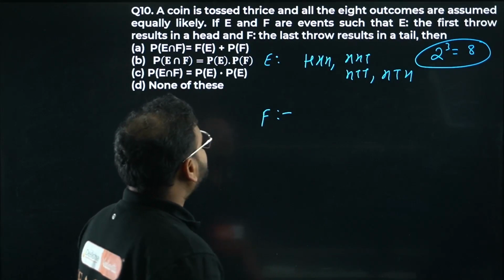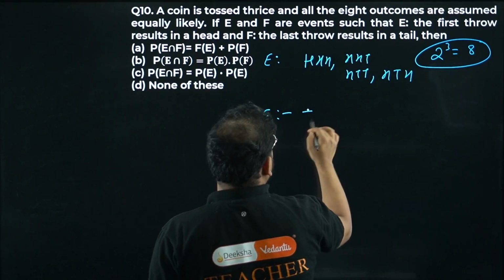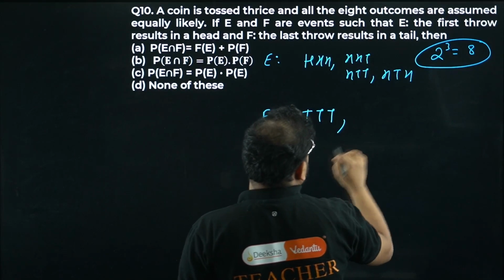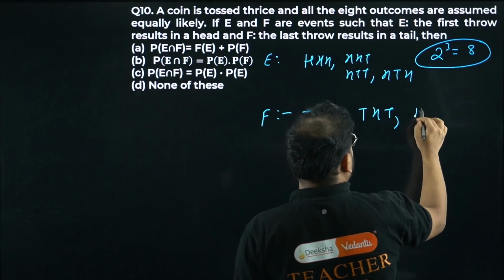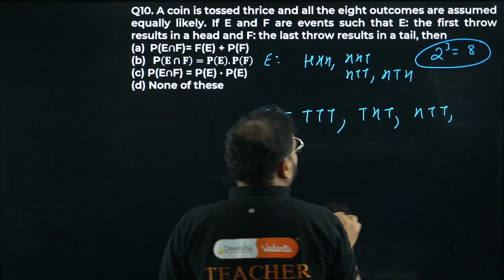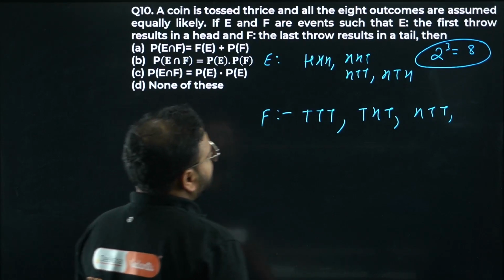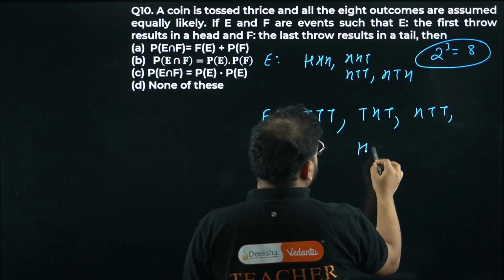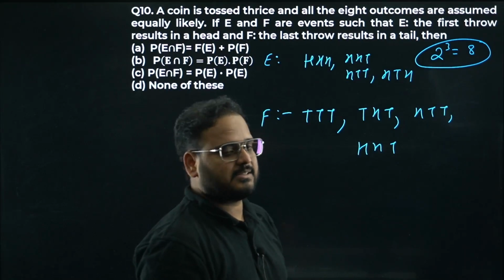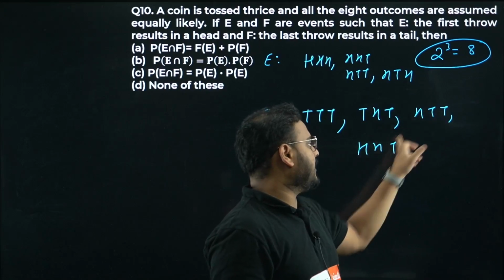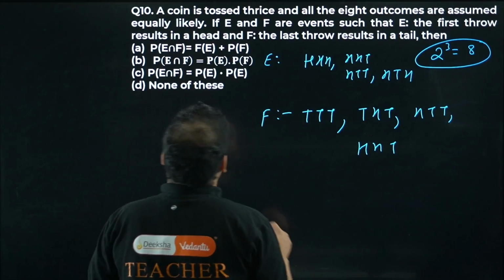What is event F? The last throw results in tail. Last is tail. So I can write here tail, tail, tail, next I'll have THT. I have HTT, and please check anything else. TTT, THT, and HHT, of course. In these cases we have the last outcome as tails. Now what am I looking for? Let's find the value of the probability first.